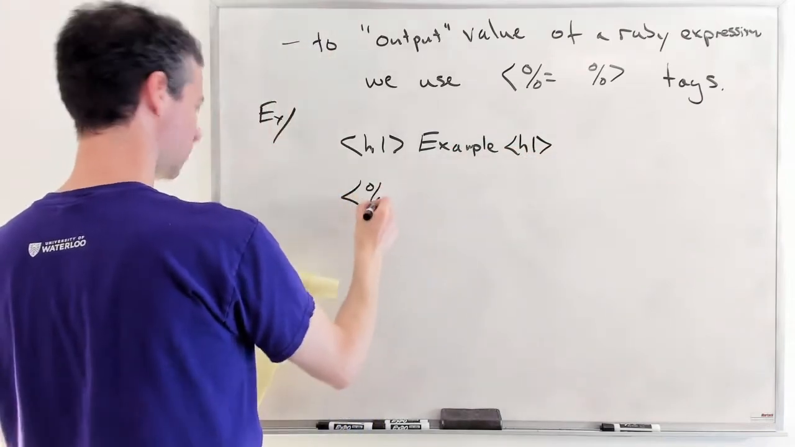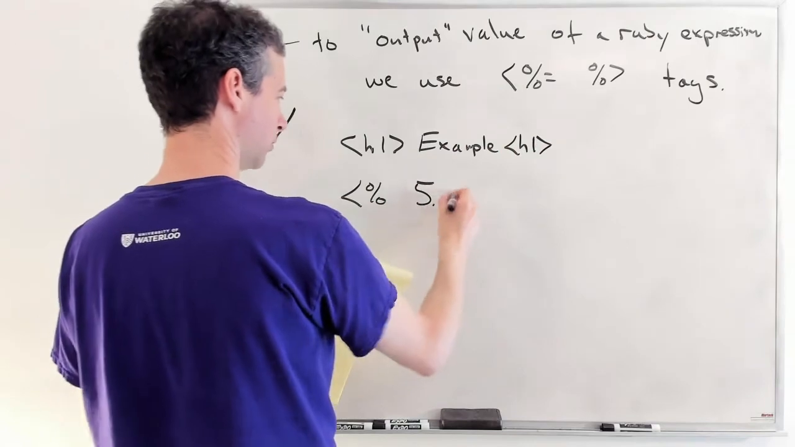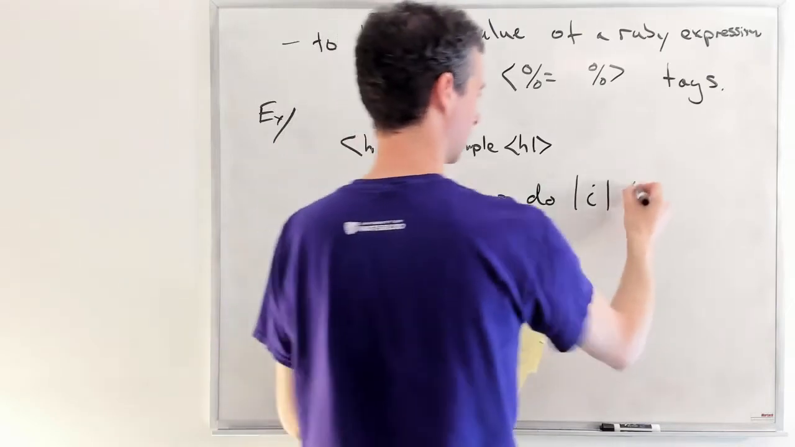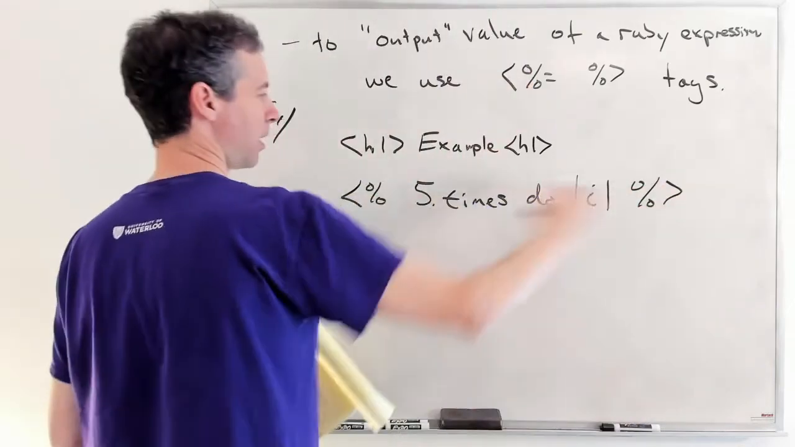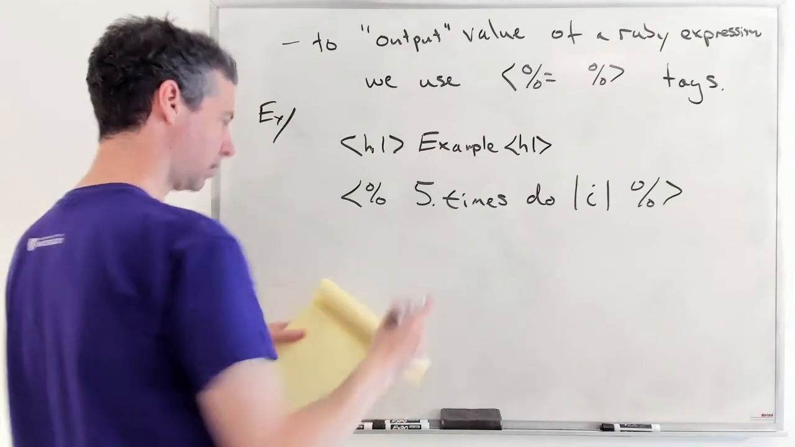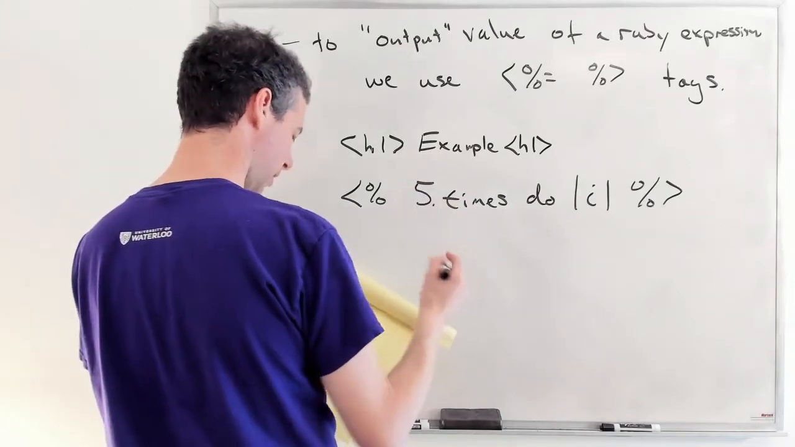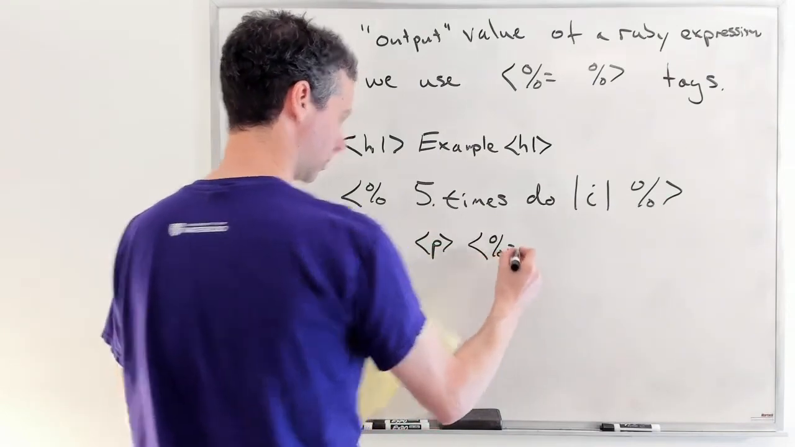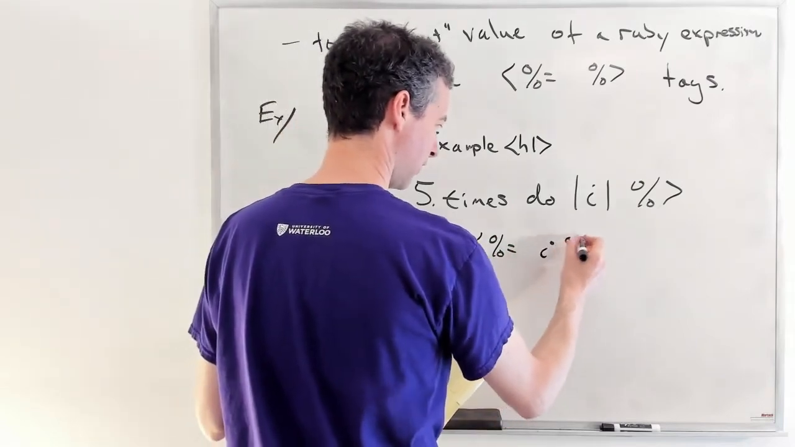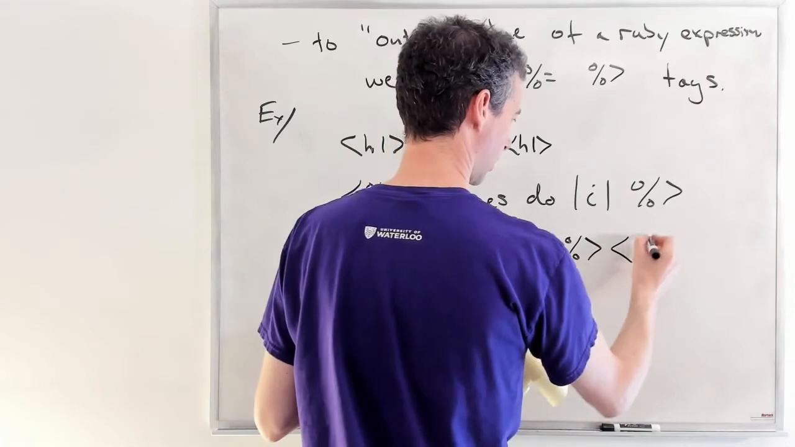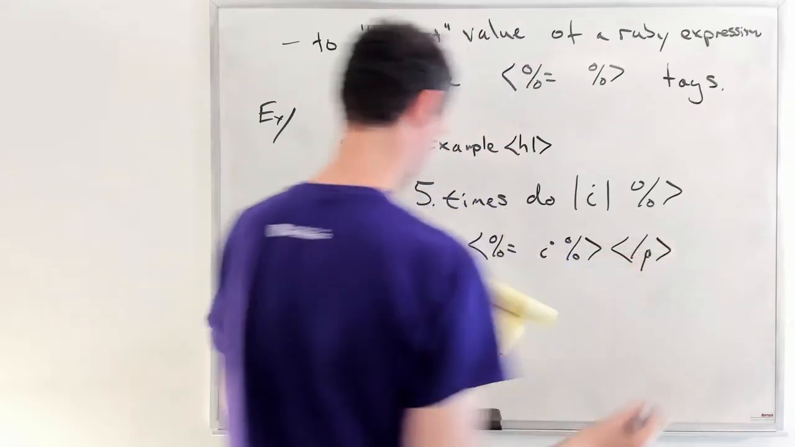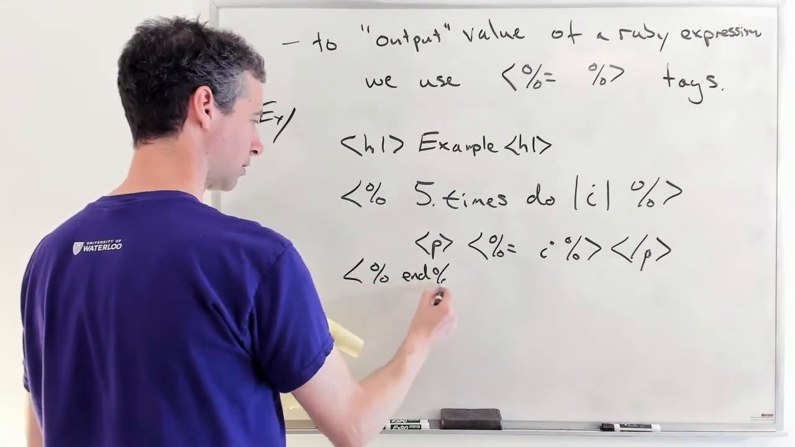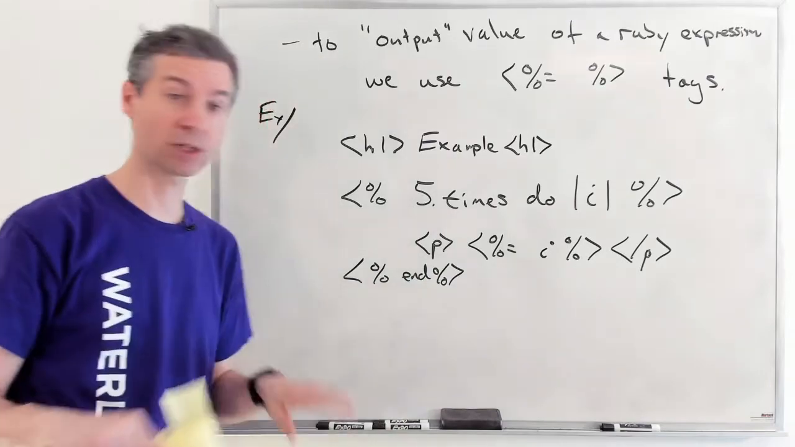Then let's go ahead and use one of these tags. Put some Ruby code in here, 5 times, do I. We use a tag set per line, at least I do. I never go across lines with them. Let's put a paragraph tag. We'll have one of these tags that outputs the value. Another paragraph tag here to close the tag. And then we're done with our small example.